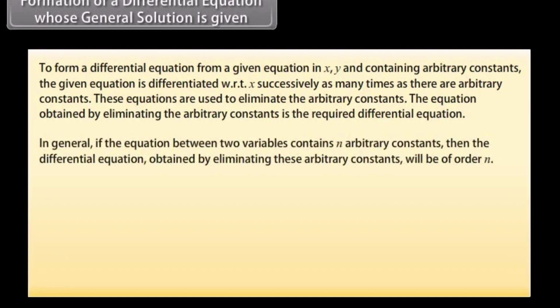In general, if the equation between two variables contains n arbitrary constants, then the differential equation obtained by eliminating these arbitrary constants will be of order n.